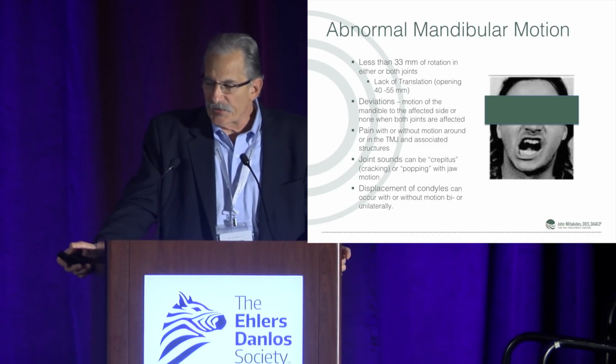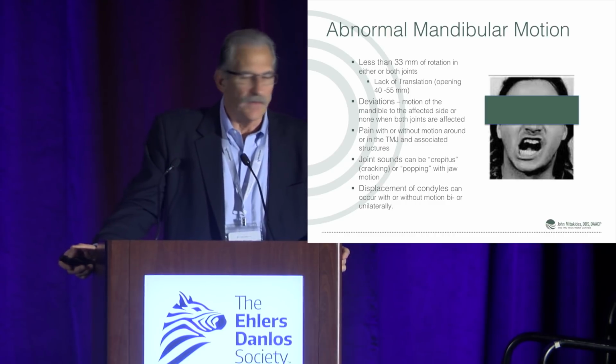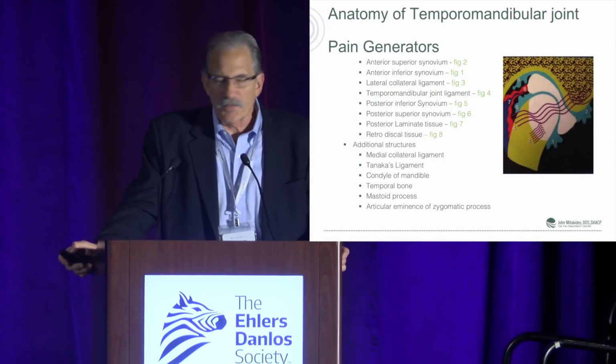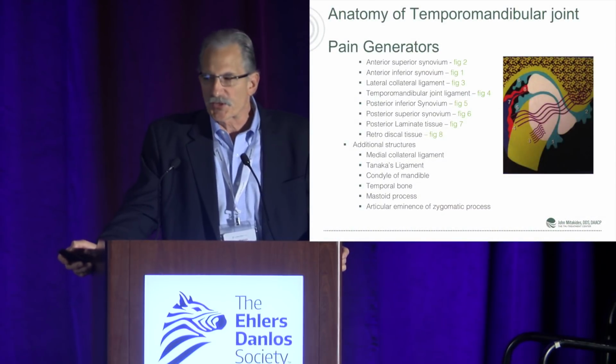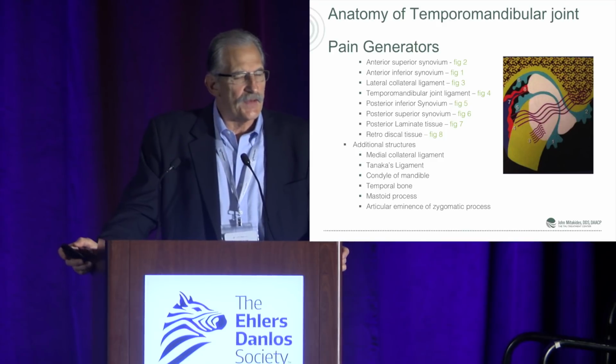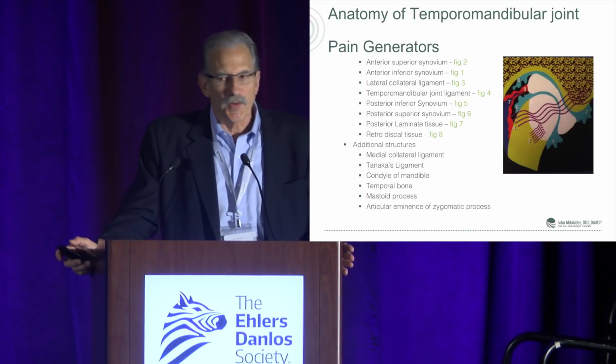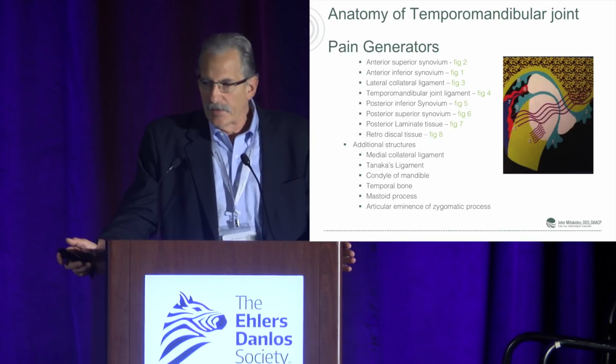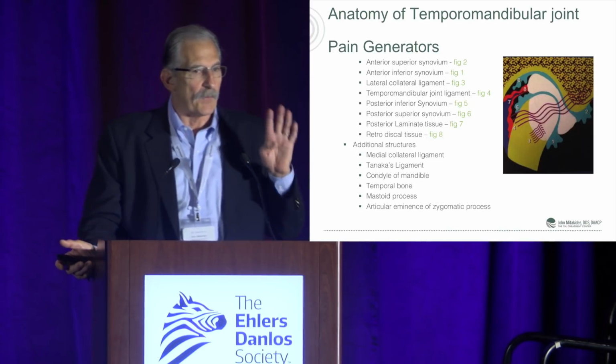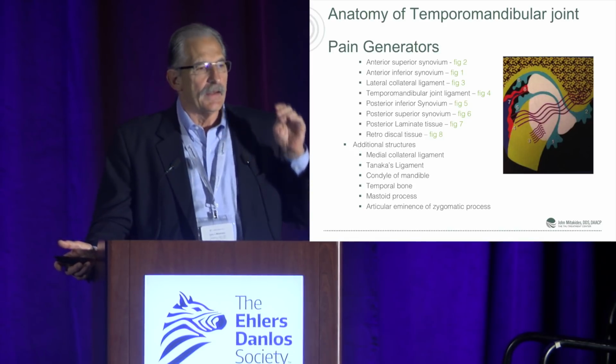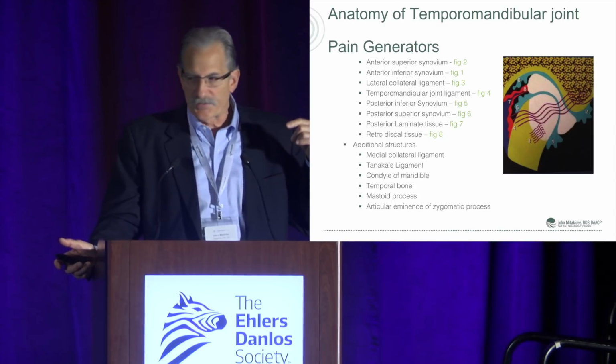Again, we're talking about limitation of motion, the deviations, the pain with motion, the joint sounds, and the displacement of the condyles. Now, this is what we were talking about by what actually will generate the pain in the joint itself. The thing that generates most of the pain in the TMJ are the synovial membranes. And there are actually 4 synovial membranes in this joint, okay? Anterior, posterior, superior, and inferior.